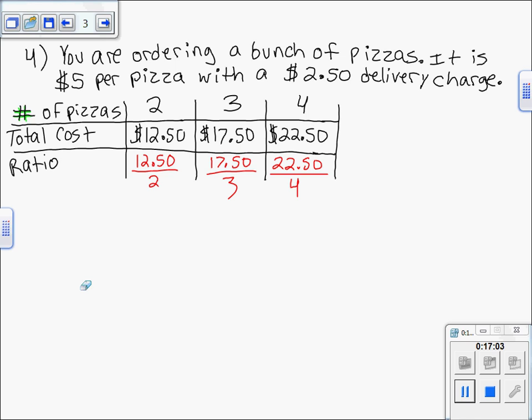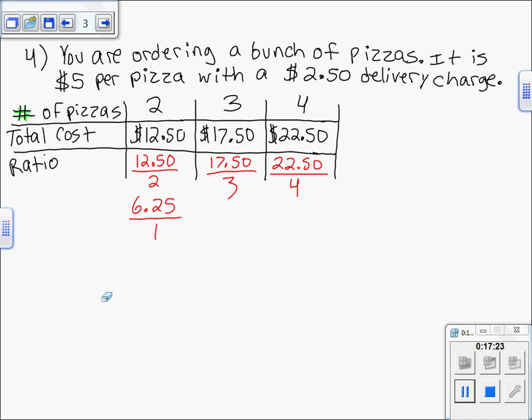So 1250 divided by 2, that's cutting it in half. So that's like saying $12.50 divided among 2 people. Well, half of $12 is $6. Half of 50 cents is 25 cents. So that one's going to simplify down to $6.25 for 1 pizza is what that averages out to. That is our average cost.